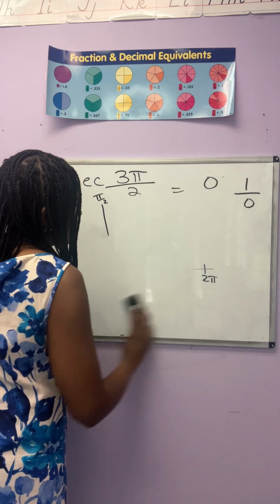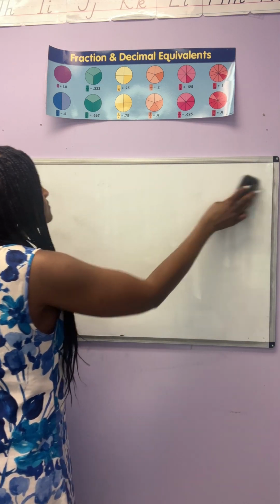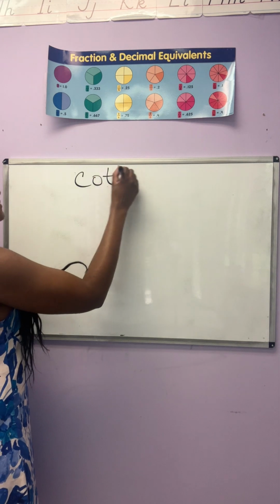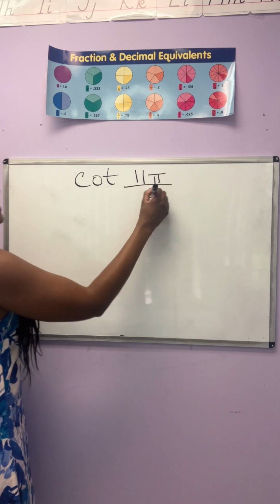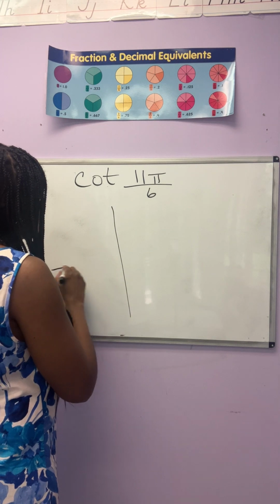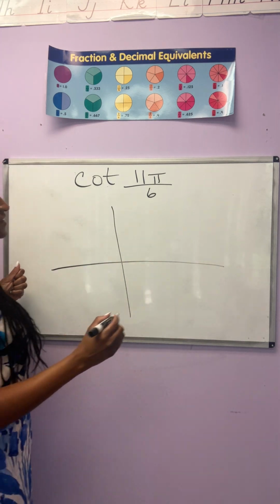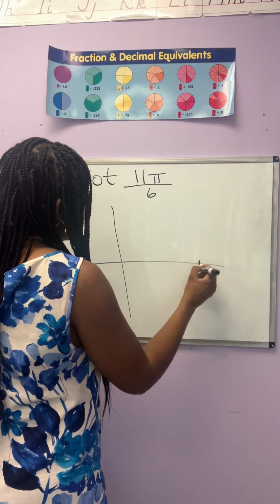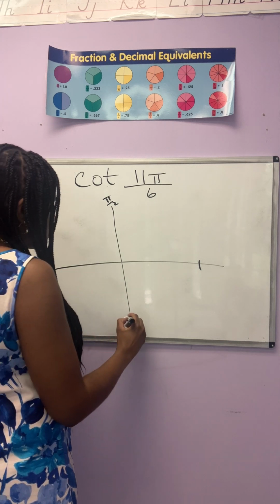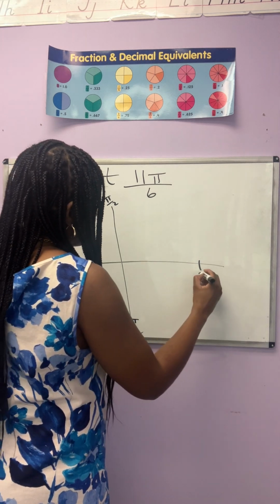All right, let's try cotangent of 11 pi over 6. If you guys are starting to get the hang of it, you can definitely pause the video and see what you're able to solve on your own and then come back and check. So, cotangent of 11 pi over 6. Our starting point is 0. We have pi half, pi, 3 pi over 2, and 2 pi.